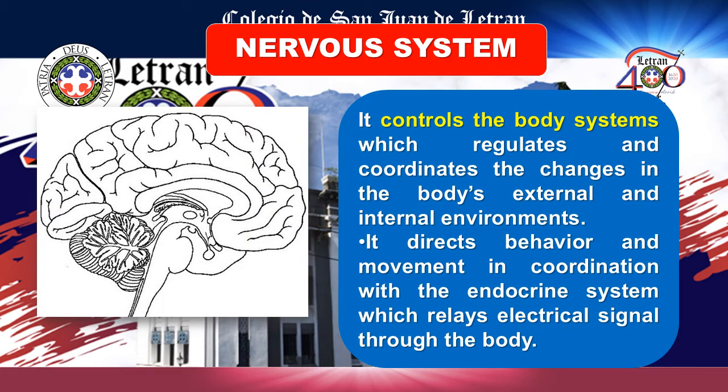Next on the list, nervous system. The nervous system includes the brain and spinal cord. It controls the body system, which regulates and coordinates the changes in the body's external and internal environment. These make up the central nervous system, and the nerves that run out through the rest of the body make up the peripheral nervous system. The nervous system controls both voluntary and involuntary responses of the human organism and also detects stimuli and processes sensory information.